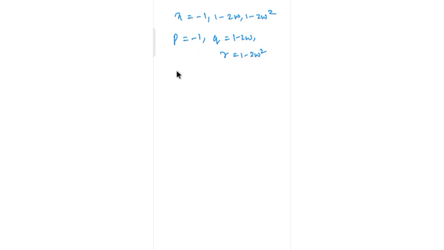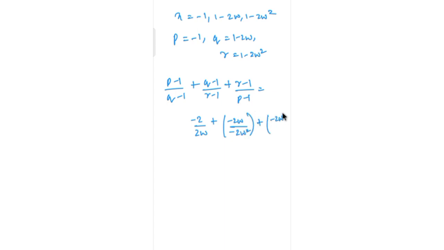So we'll substitute them, that is (p minus 1) divided by (q minus 1) plus (q minus 1) divided by (r minus 1), and also there is a third term, (r minus 1) divided by (p minus 1). Substituting them we are going to get minus 2 by minus 2 omega plus minus 2 omega by minus 2 omega square plus minus 2 omega square divided by minus 2. So we are going to get 1 by omega, 1 by omega, and omega square is what we're going to get.